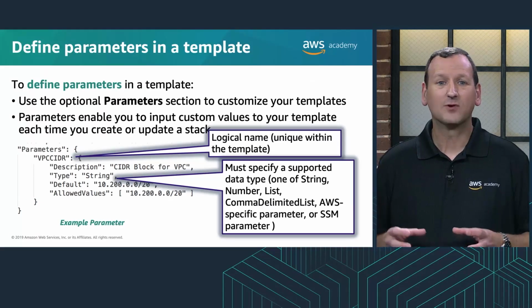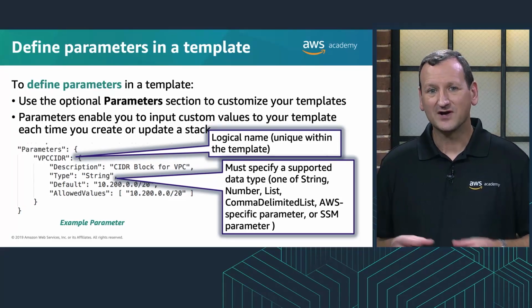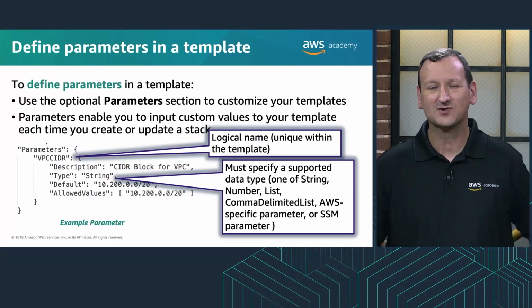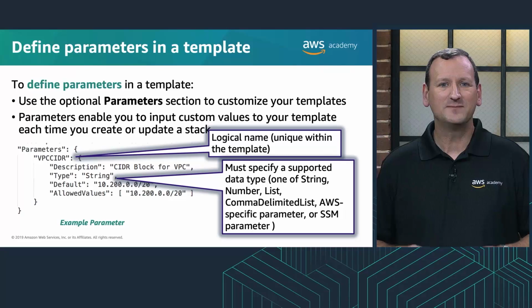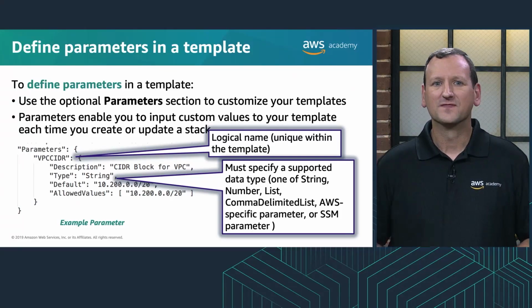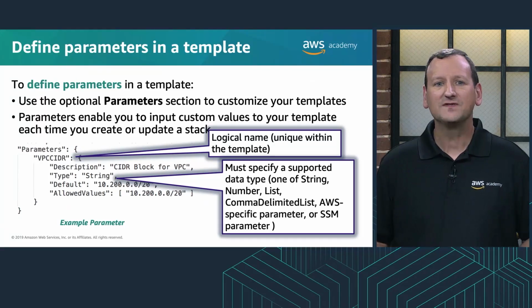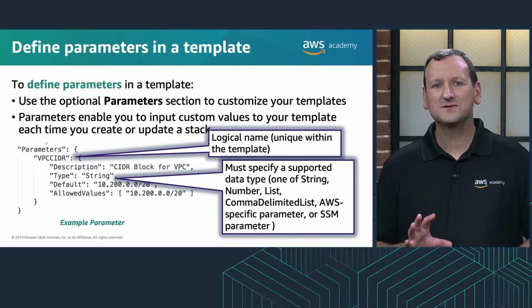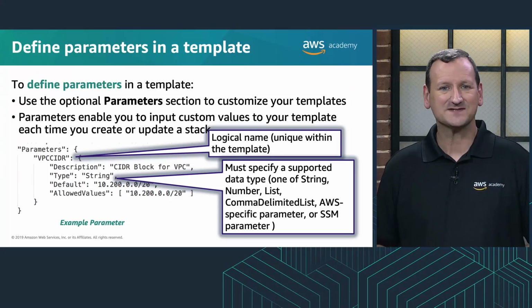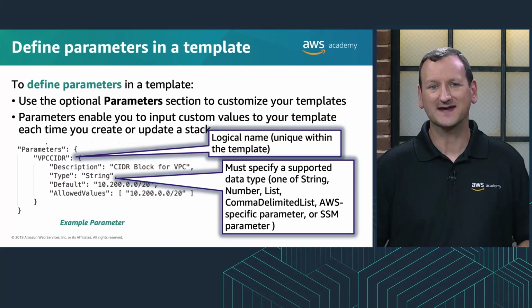You can use the optional parameters section to customize your templates. You can use parameters to input custom values to your template each time you create or update. Here's a parameter with the logical name VPC-CIDR. The logical name must be unique throughout the entire template. Here are the data types supported by AWS CloudFormation parameters. There are also parameter types specific to AWS. These parameters can be useful. For more details, search for Parameters Section Structure in the AWS documentation.